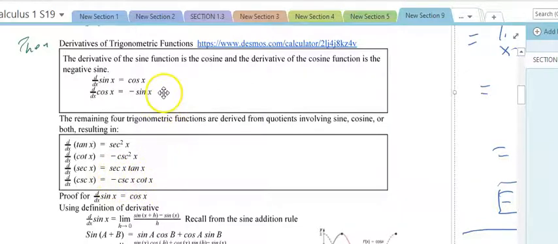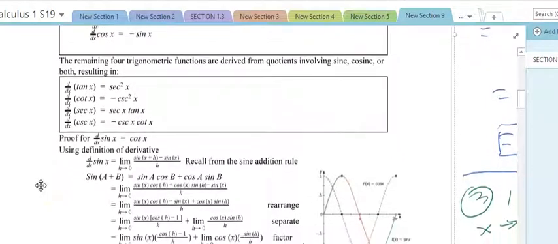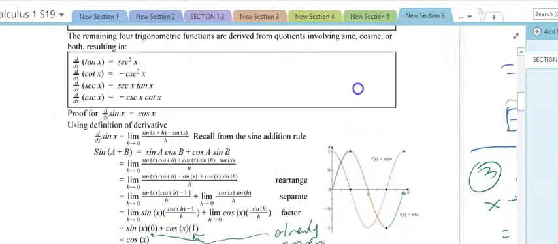Now what some people use to remember the signs in all of these is that if you look at the functions that begin with c, their derivatives are all negative. So all the functions that begin with c, like cosine, cotan, and cosecant, all have derivatives with negative signs. Now let us look at a quick proof for the derivative of sine of x.